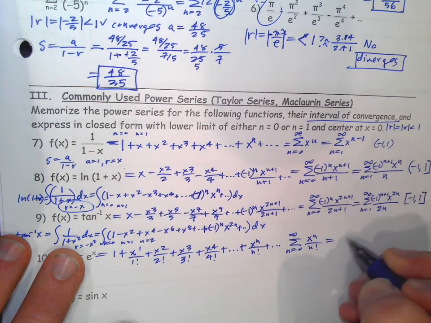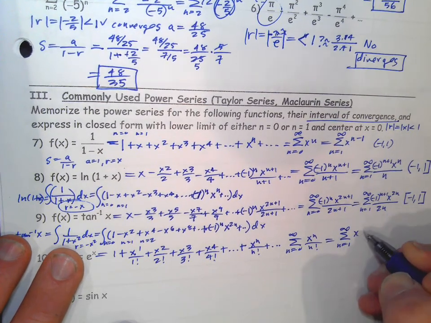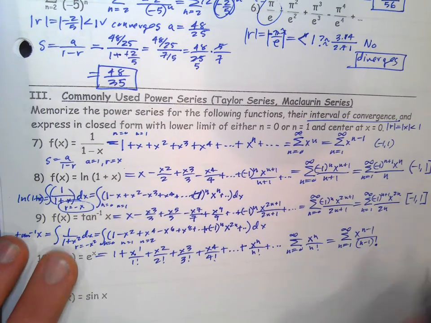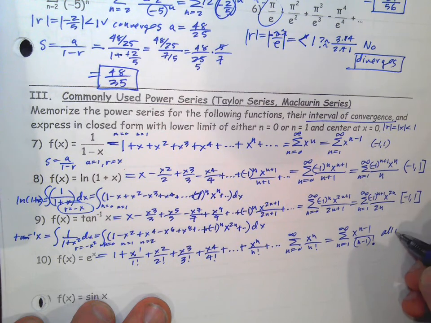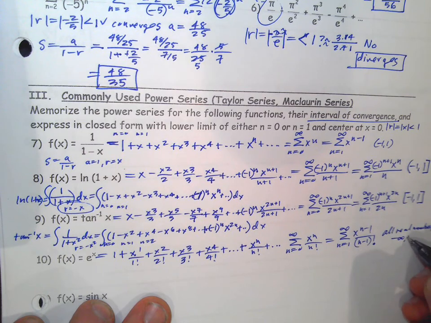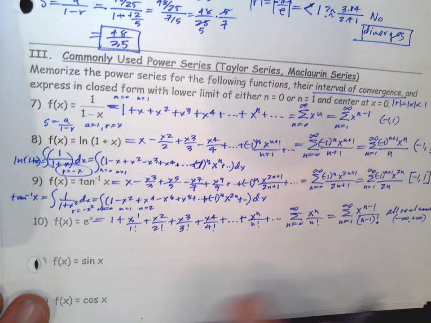If we were to write it starting at n equals 1 instead, it'd be x to the n minus 1 over (n minus 1) factorial. This converges for all real numbers. Negative infinity to positive infinity is the interval of convergence for e to the x, sine, and cosine.